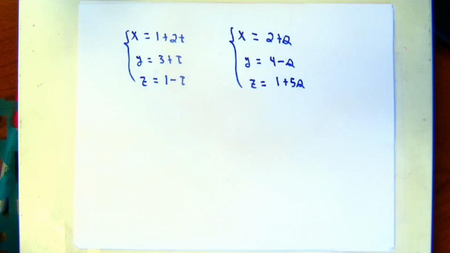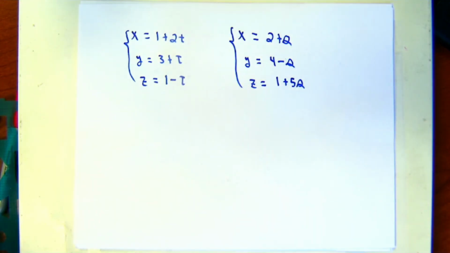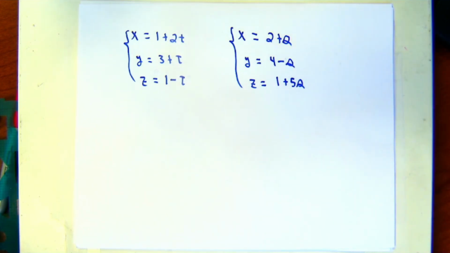If you give me a t number, I'll get a point on the first straight line. If you give me an s number, I'll get a point on this second straight line. I want to answer 2 questions. Number 1, are these straight lines parallel or not parallel? And then number 2, do the lines intersect each other?